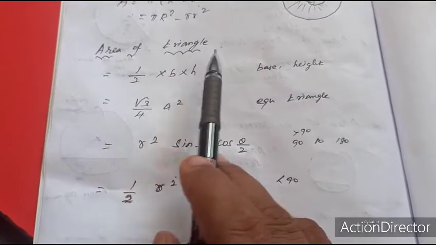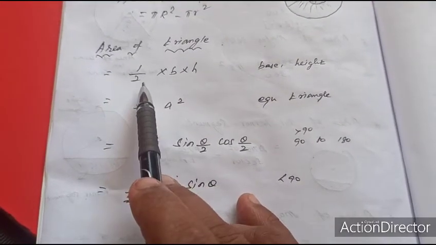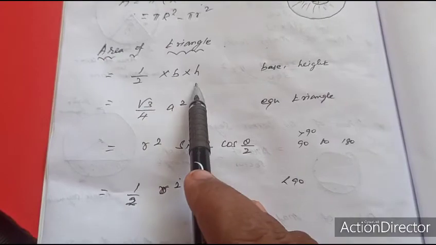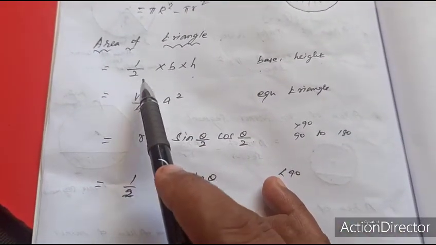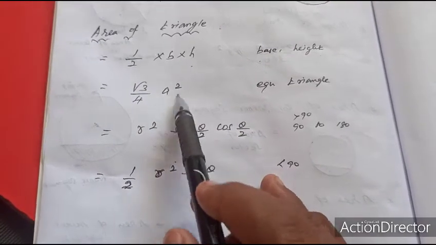Next, area of the triangle: half into b into h. Base and height are given, so we use the area of the triangle formula half into b into h.